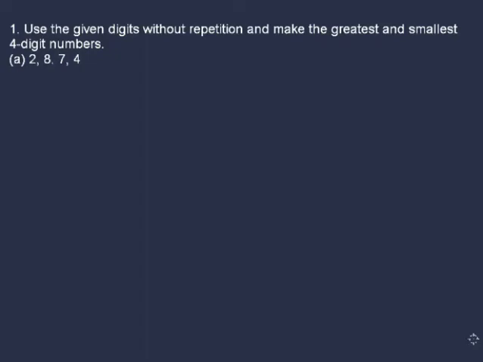This question says, use the given digits without repetition and make the greatest and smallest 4-digit numbers. We have been given 4 digits, that is 2, 8, 7 and 4, and we have to form the greatest and the smallest 4-digit numbers using these digits. There is a condition that we cannot repeat any digit. We have to use a single digit only a single time.